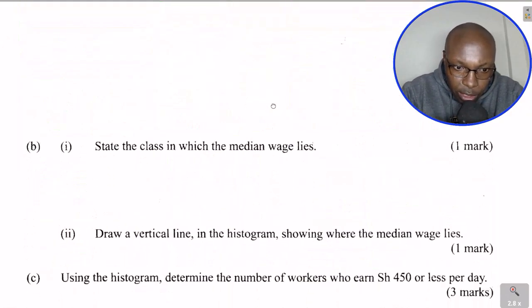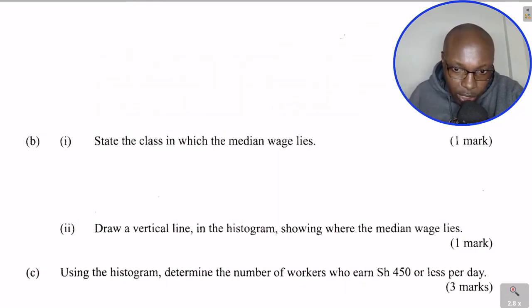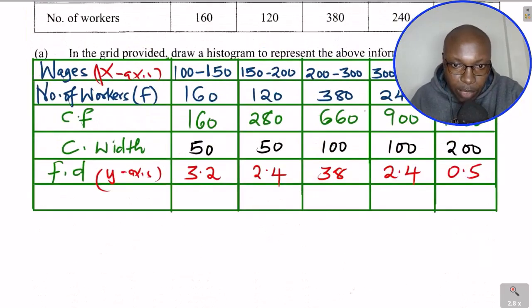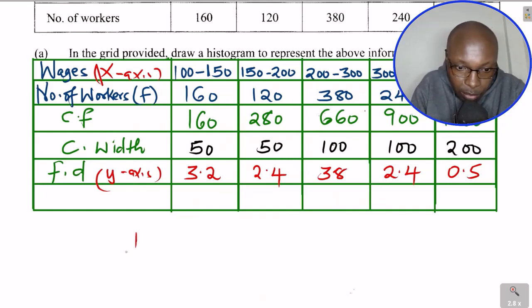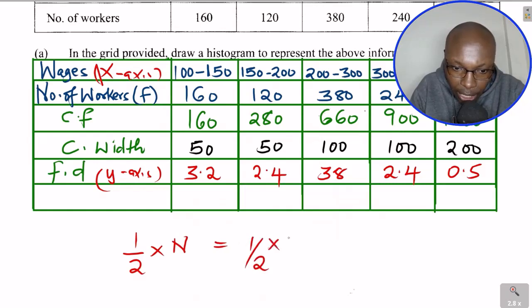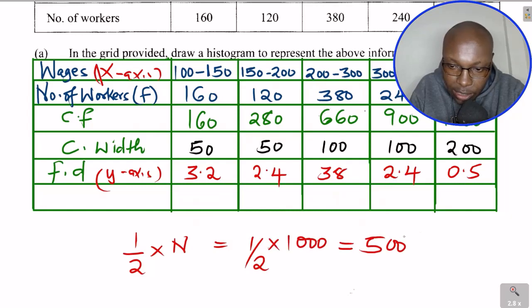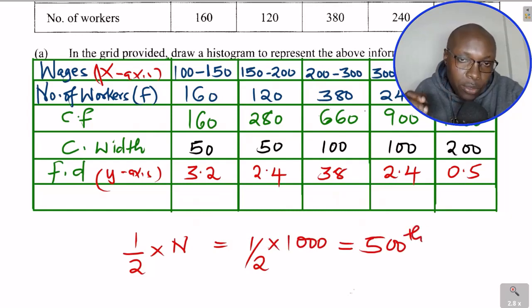The next part: state the class in which the median wage lies. The median wage is the wage that is at the middle. So we need to look at the total frequency. The total frequency that is given by the number of workers, 1,000. So the position of the median will be given by half times the total frequency, N being the total frequency. So the position will be a half times 1,000, so we will get the median class on the 500th position.